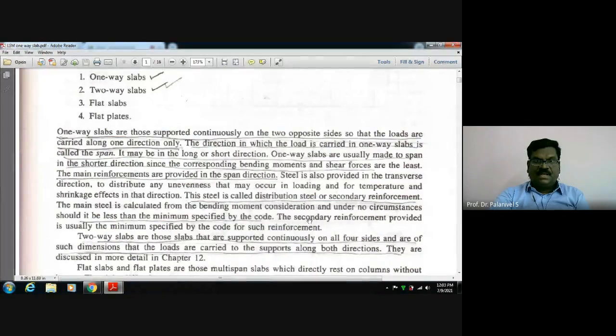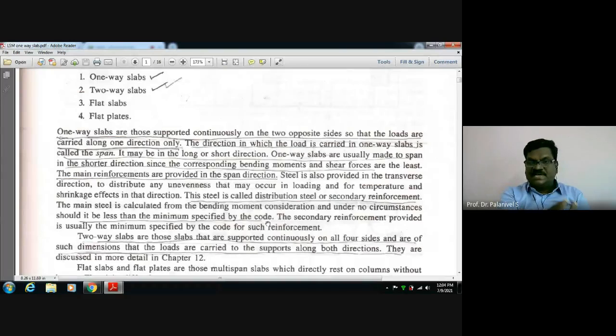And then the main steel is calculated from the bending moment consideration. Actually, the main reinforcement we compute from the bending moment to which the slab is subjected along the short span direction. No doubt. And under no circumstances should it be less than the minimum specified by the code. What should be the minimum main reinforcement to be provided? There are code provisions. What is the minimum percentage of steel to be provided as main reinforcement in a slab?